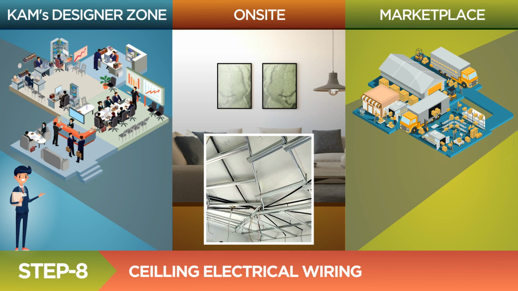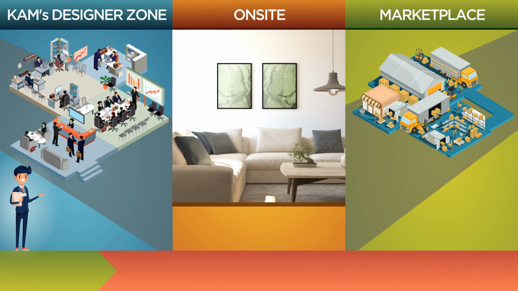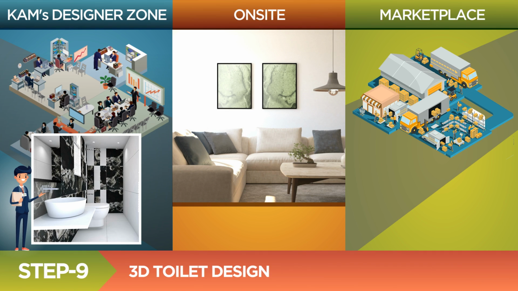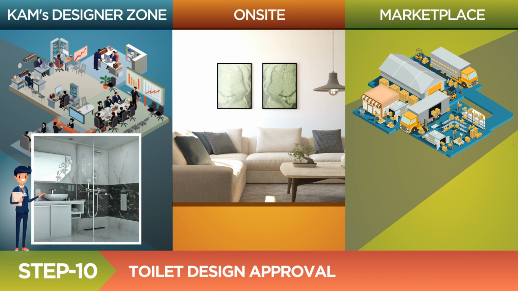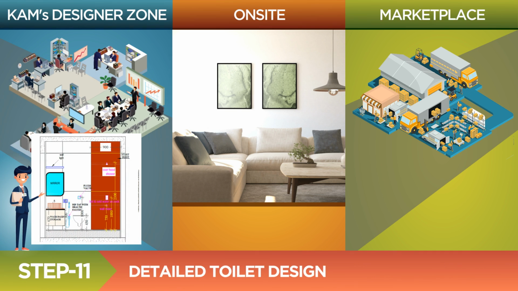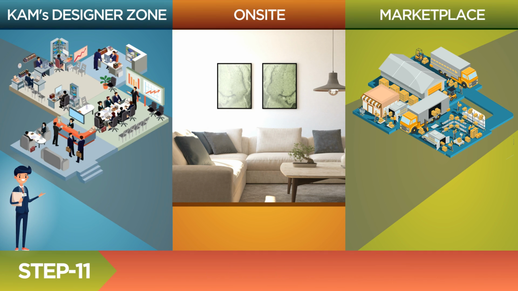The electrical wiring of the ceilings is done as soon as the POP framing is over. After this, the contractor starts fixing the gypsum sheets. Meanwhile, 3D toilet design options are submitted to you for approval. The approved toilet designs are then detailed for tile quantity and given to the contractor for further execution.